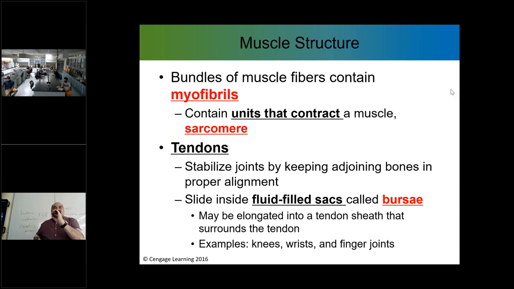So imagine this is a muscle. All of these pencils, the whole thing would be a muscle, and the pencils each represent a muscle fiber. Now, each of those muscle fibers is made up of myofibrils, which are just like this. So there are packages and packages of cylindrical structures. And so muscles are made up of these myofibrils.